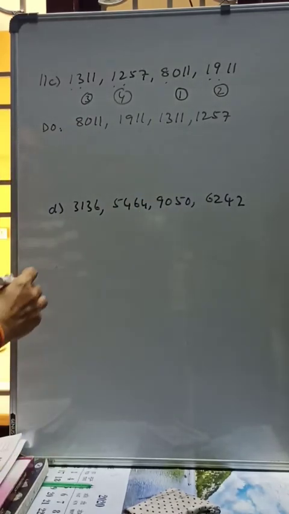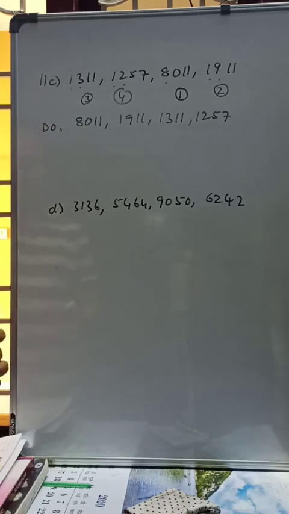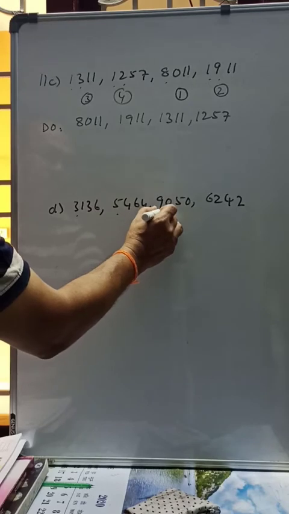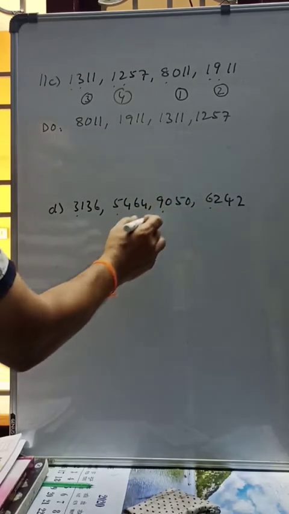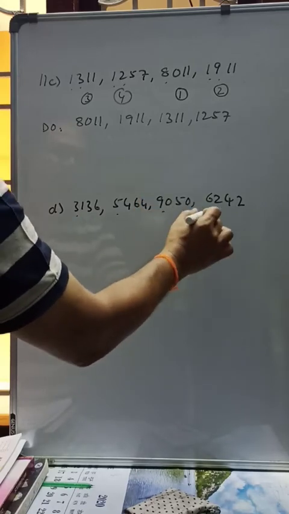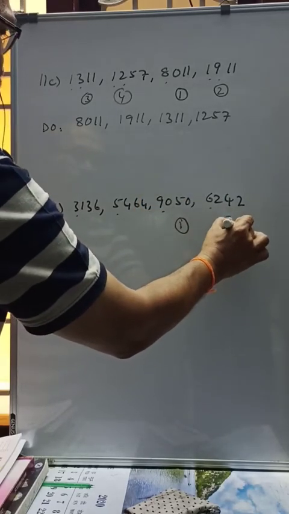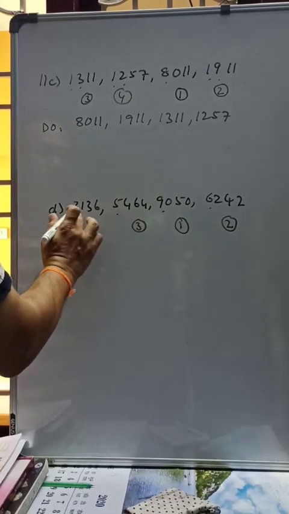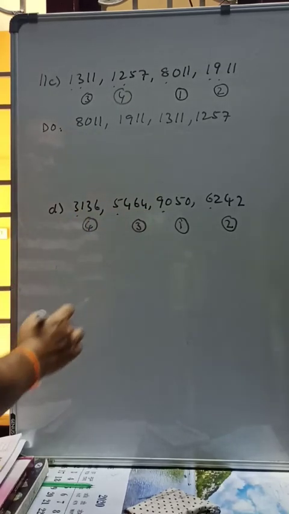Then coming to D, again we have to write in the descending order. Compare the thousands places: 3, 5, 9 and 6. 9 is the greatest number, so you give 1 to this. After 9, 6 is greater, so 2. After 6, 5 is greater, 3, and the least is 3, so give 4 to this.